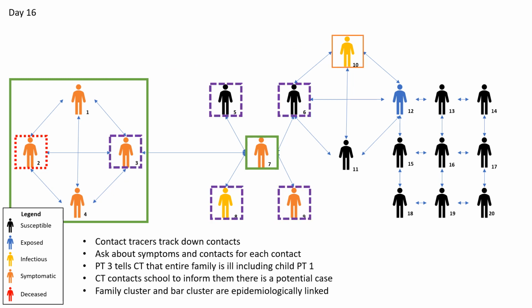The contact tracers track down the contacts of individual 7. They ask about symptoms and contacts for each of the contacts. Patient 3 informs the contact tracer that their entire family is ill, including the student, patient 2. So the contact tracer contacts the school to inform them that there's a potential case in their community.